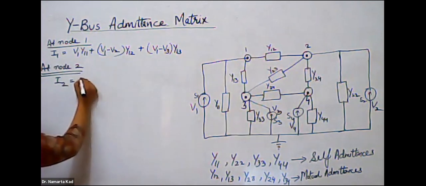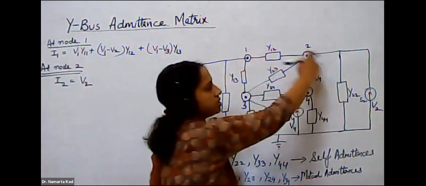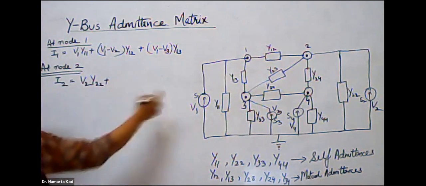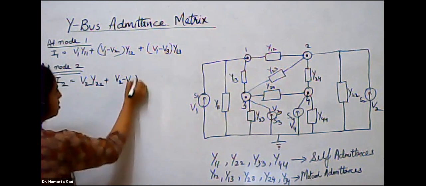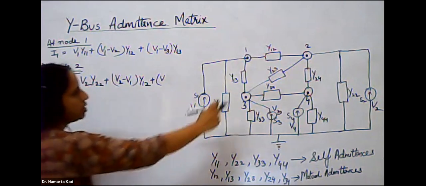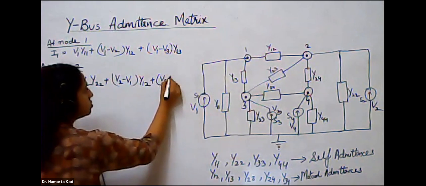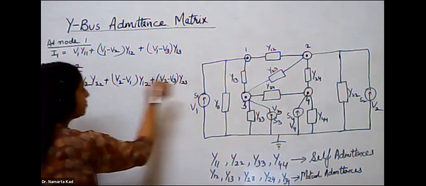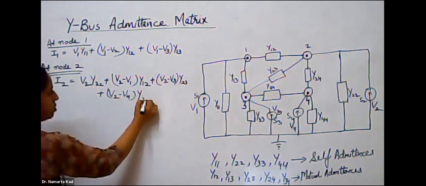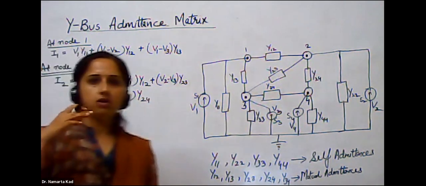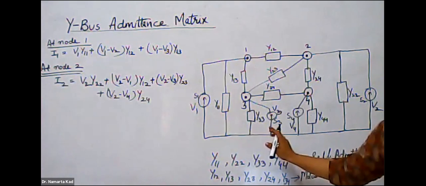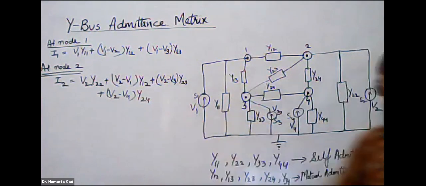So I2 comes out to be V2, the voltage source connected with node number 2, into Y22, plus (V2 minus V1) into Y12, plus (V2 minus V3) into Y23, plus (V2 minus V4) into Y24, because node number 2 is connected with all the buses, with 1, with 3 and with 4 also. So accordingly the equation can be written like this.